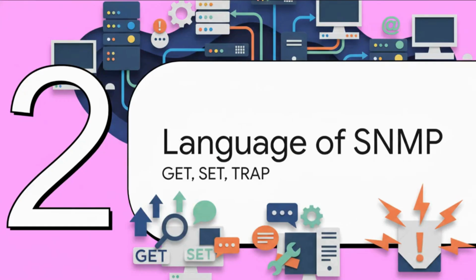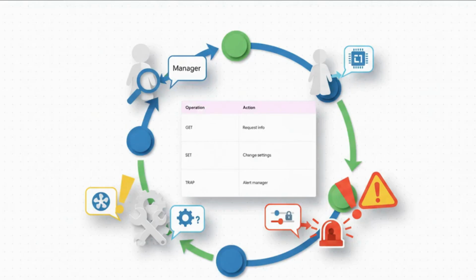All right, Section 2, the language of SNMP. Now that we have the corporate structure down, how do these components actually talk to each other? There's a very rhythmic communication cycle here, forming the core vocabulary of SNMP, and it boils down to three main operations. First up is the GET command. This is simply the manager requesting specific information from an agent. Get me the current CPU usage. Next is SET, which is the manager actively configuring the agent, basically saying, set the new bandwidth limit.